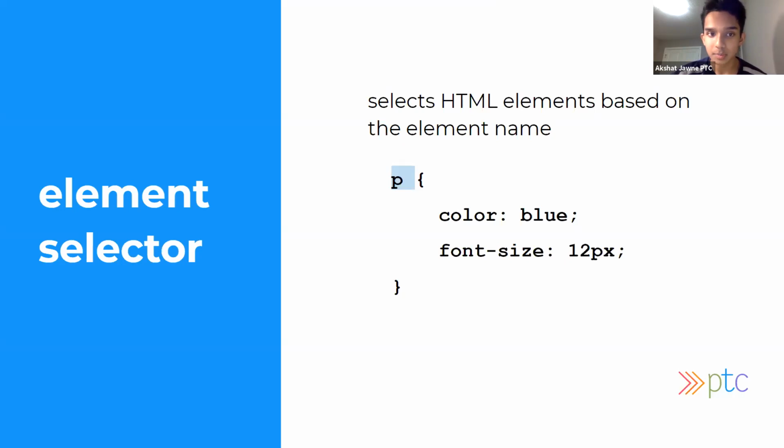The first selector we're going to be talking about is the element selector. As Jessica mentioned, it selects HTML elements based on the element name. So as we see on the presentation right now, we're selecting the element P, or the paragraph element, and then we are applying the CSS styling that we want to.